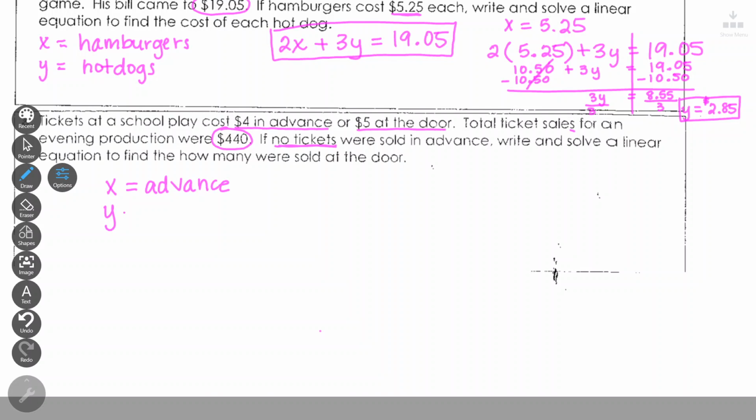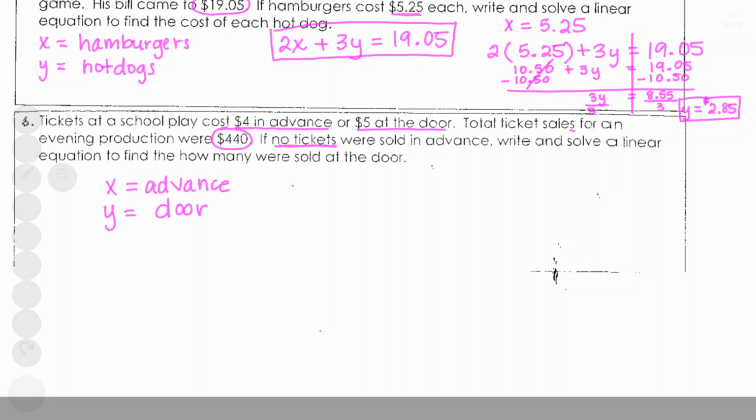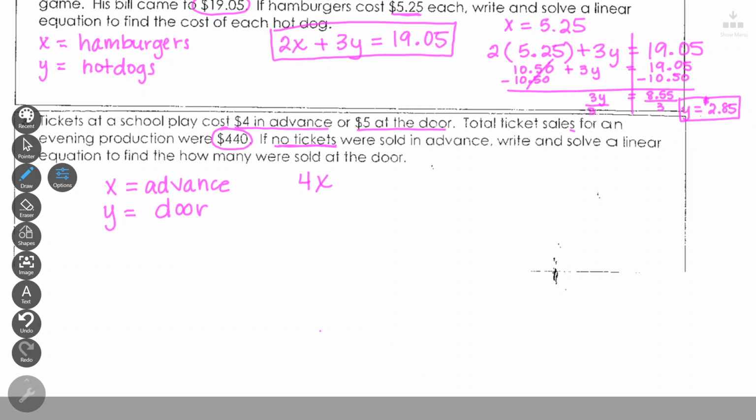And we're going to say Y is going to be the one sold at the door. Okay, remember, we're relating 2 different objects, the one sold in advance, the one sold at the door. Now, how much were the ones sold in advance? It said $4 in advance. So we've got to say 4 times X, because remember, we're using AX plus BY equals C. Okay?